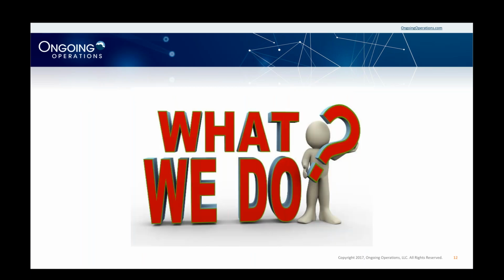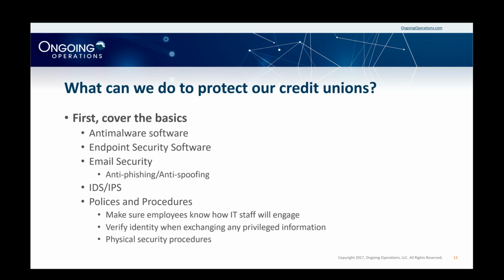All right, so what can we do to protect our credit unions? First, we want to cover the basics. We need our anti-malware and antivirus software. In this day and age, we want endpoint security software, which is looking deeper and at more pattern-based events than traditional signature-based anti-malware software. We want to make sure we have solid email security that includes anti-phishing and anti-spoofing technologies, preferably. We always need our IDS and IPS so that we're examining the traffic that's flowing both in and out of our network, but across it and across security boundaries.